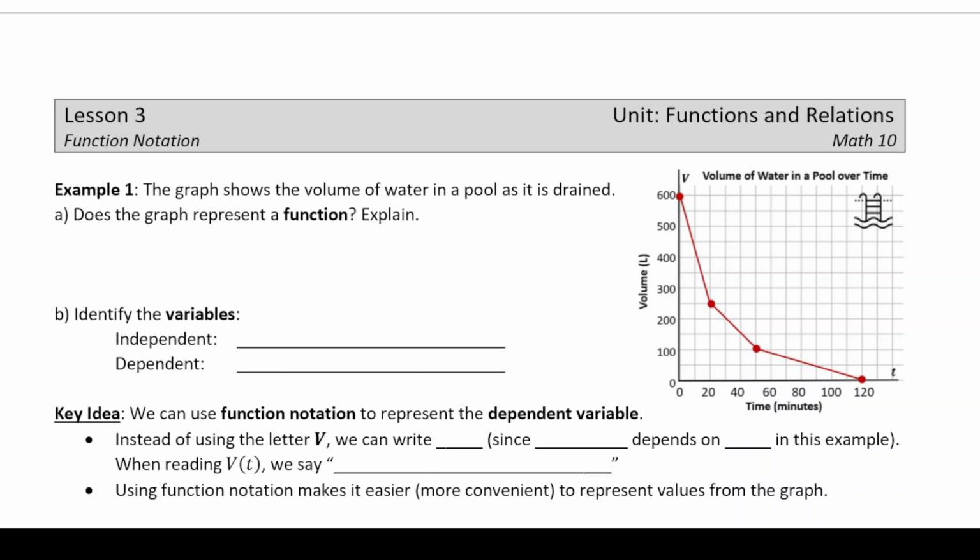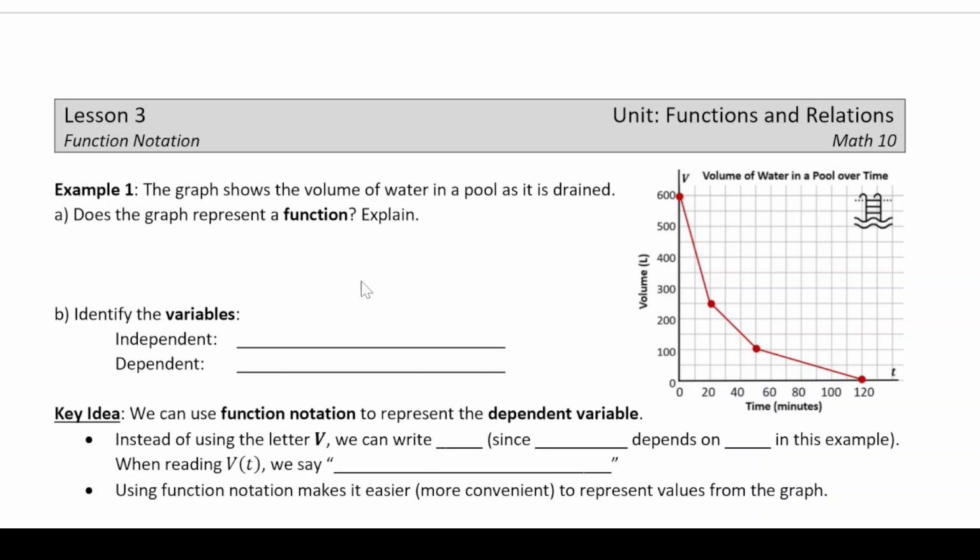So this is lesson 3 in the functions and relations unit on function notation. Last time in lesson 2, we learned about what a function is, and we learned some key vocabulary that we can use, like domain and range and independent and dependent variables, to describe functions and relations. We're just going to go a little bit further today and learn some new notation for functions and look at equations as well.